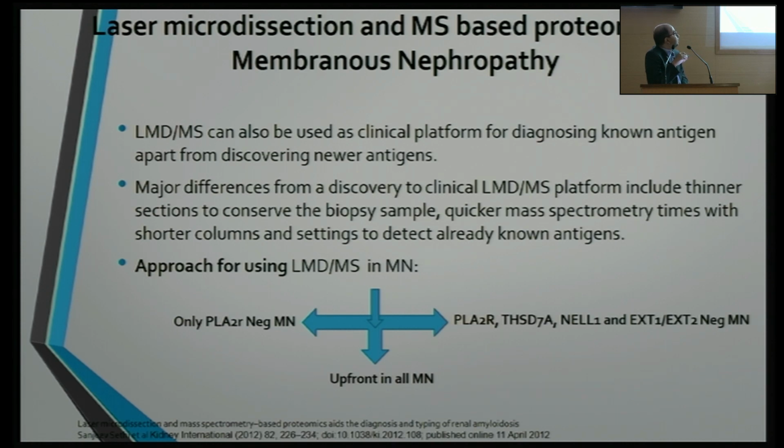Only PLA2R negative, I mean, around 50 to 60% will be PLA2R positive. So 40% of the membranous will require it if you follow this approach. And this upfront in all membranous is not feasible in a resource constrained setting in our country. It will save time in cases with PLA2R and secondary panel negative membranous, but it will not be economical in our resource constrained setting like India.